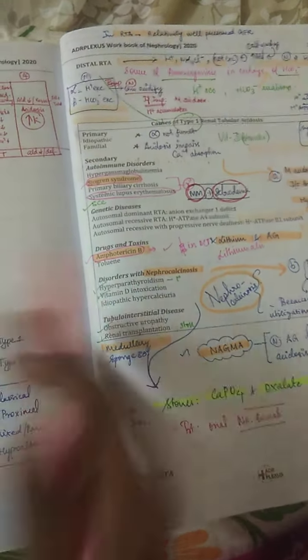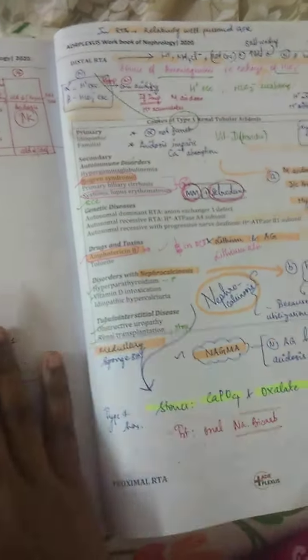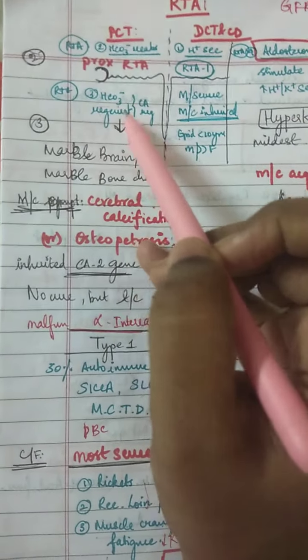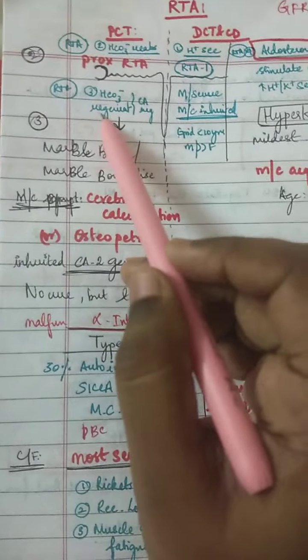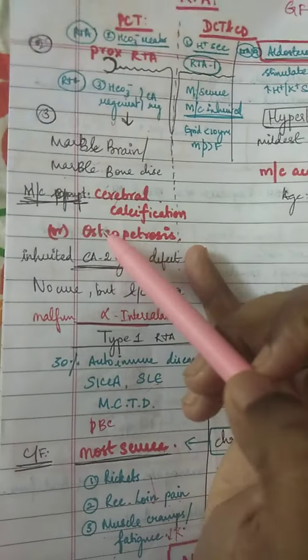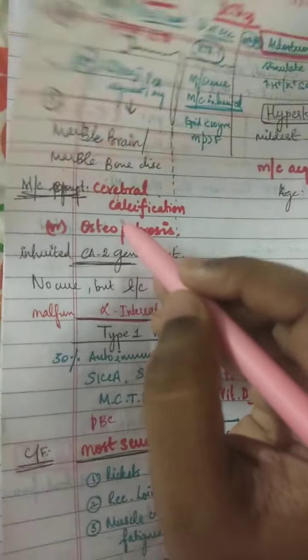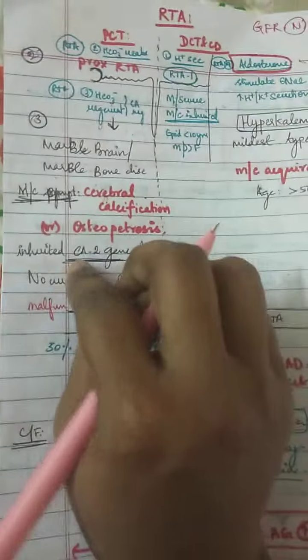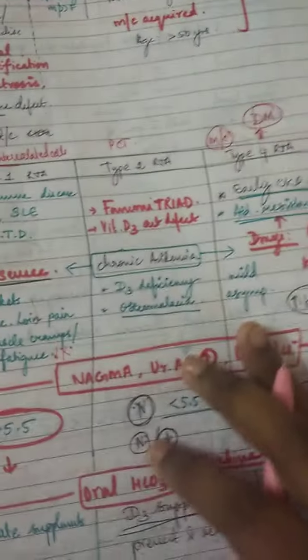Type 2 renal tubular acidosis is because of a defect in the PCT. Now, you should know that in the PCT, HCO3 is generally reabsorbed. Here HCO3 is not reabsorbed, which can lead to marble brain or marble bone disease, which will cause cerebral calcification, osteopetrosis, and all that stuff.